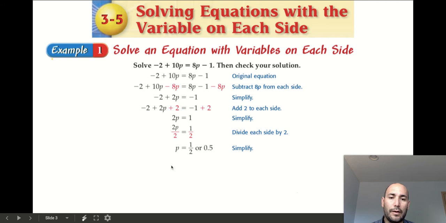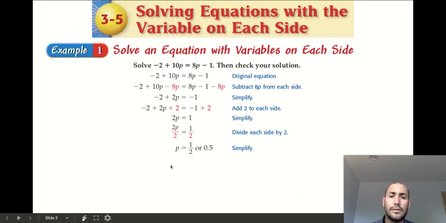Typically, it'll specify how it wants the answer to be. More often than not, you'll see it written as a fraction. My rule of thumb is if the problem contains fractions, your answer should be in a fraction. If your problem contains decimals, it should be in the form of a decimal. But since ours started with all whole numbers and it didn't specify, you could put it in either form and it'd be just fine. Obviously, these are all equivalent.